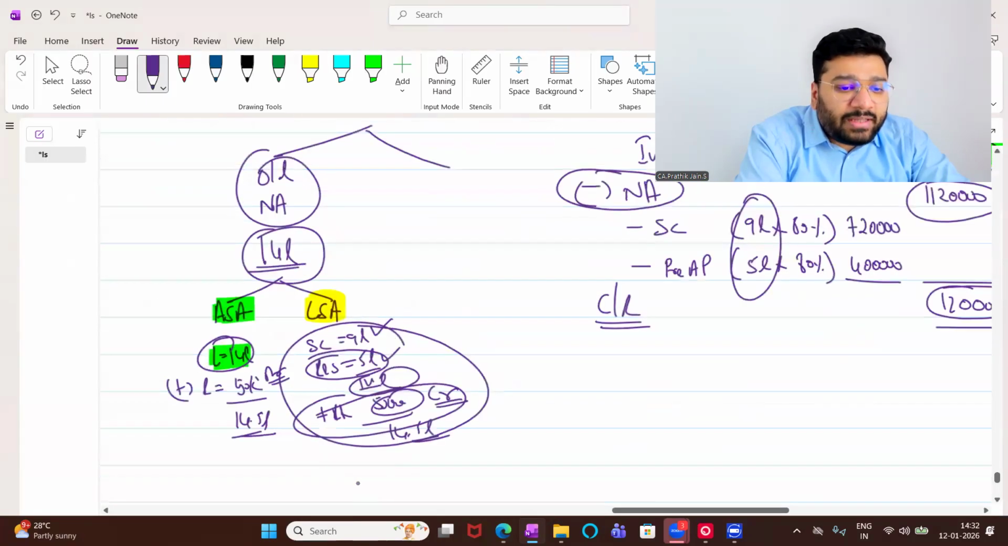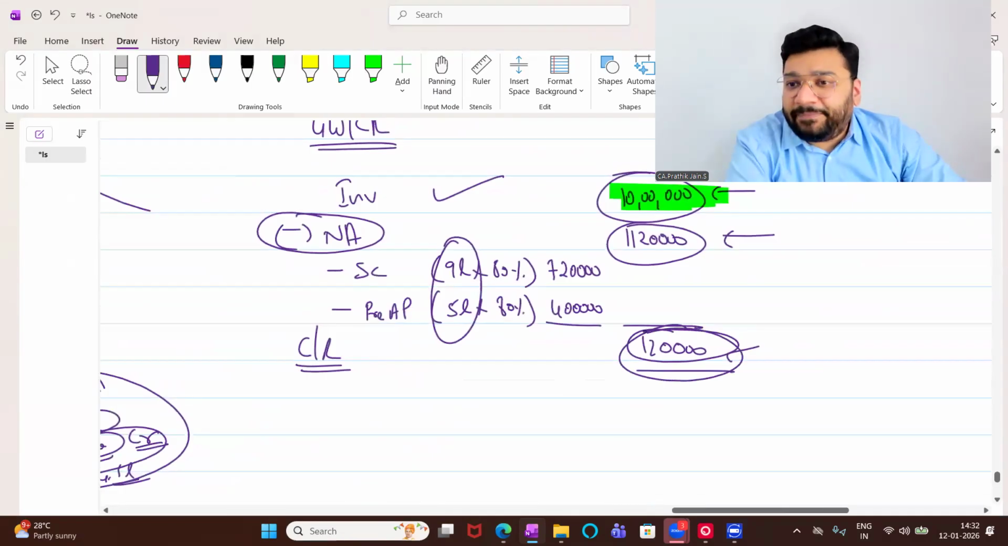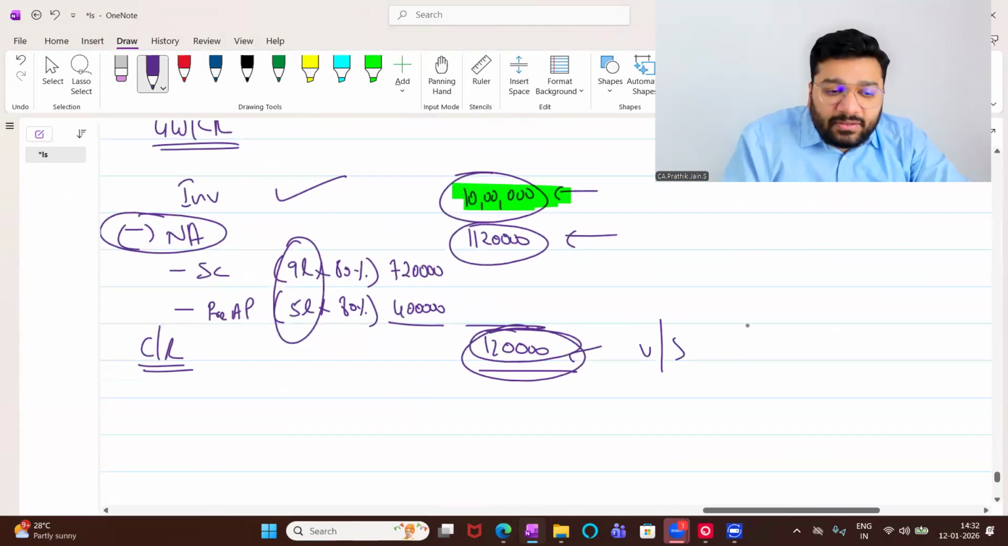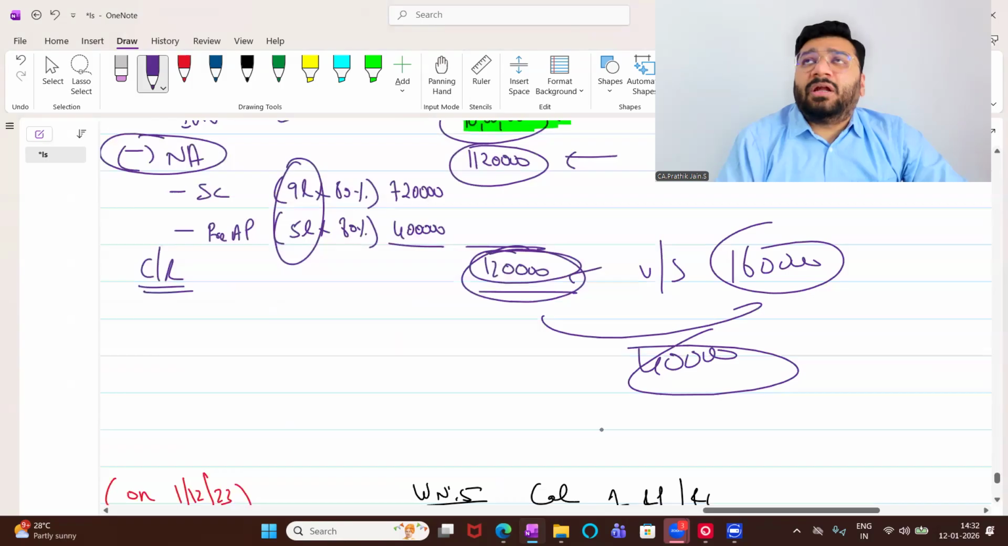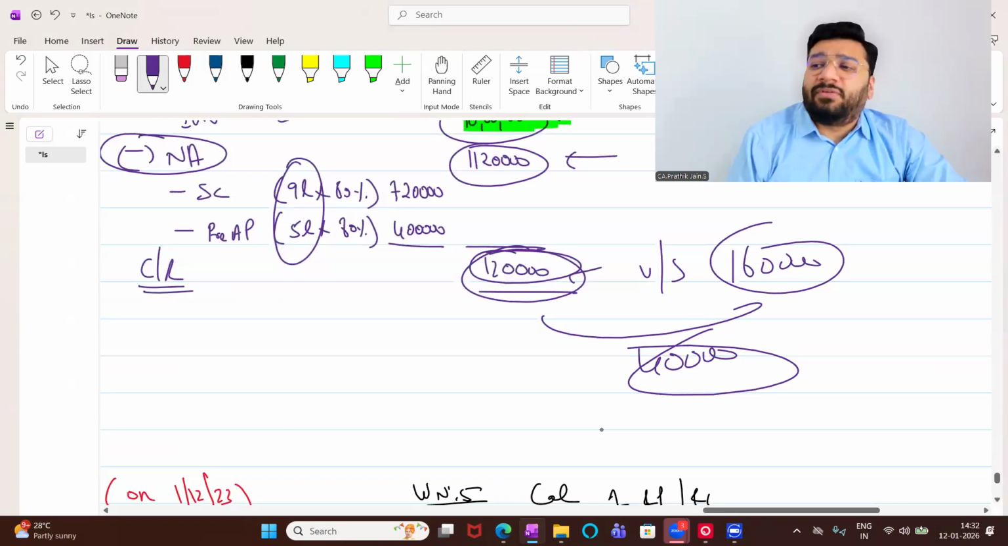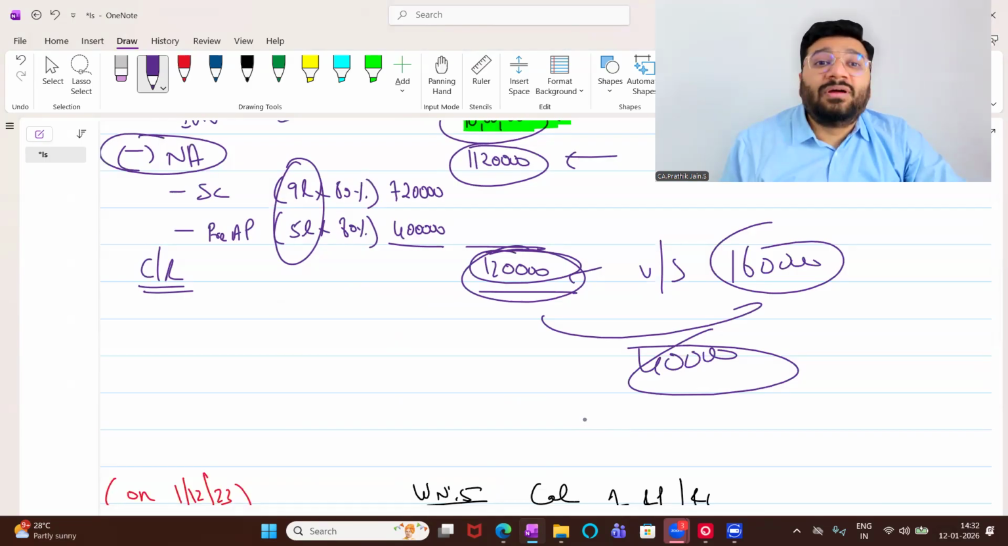Earlier, we got capital reserve how much? 120. Now we got how much? 160. The difference is 40,000. Now, people think the difference is 50. No, sir, revaluation is 50. Does the entire 100% of the revaluation profit belong to me? No, 20% belongs to minority.